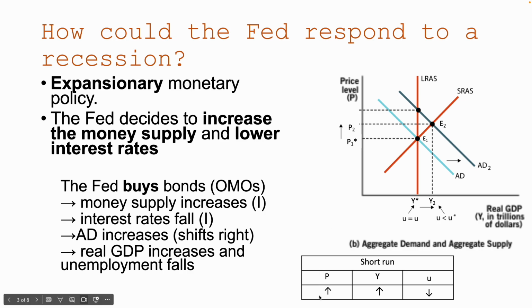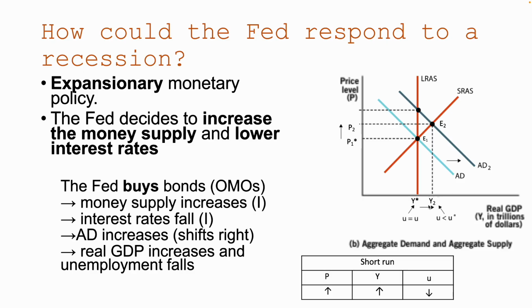The price level in the economy is going to increase. We might get some inflation as prices are rising because of all this new money circulating in the economy. But we're also going to get a higher level of GDP. The Y variable, which represents our real GDP, is out to the right along this Y-axis at a higher level.